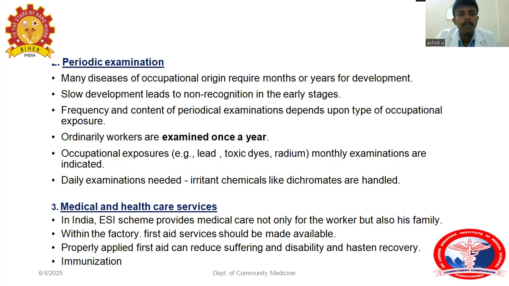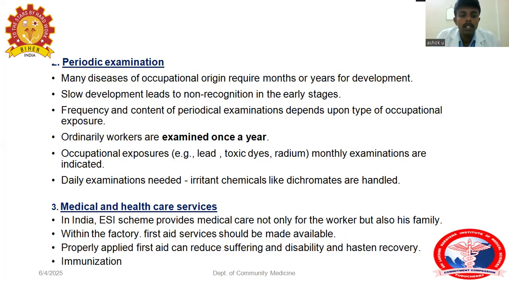So periodic examination: many diseases of occupational origin require months or years for development. So slow development leads to non-recognition in the early stages. So the frequency and content of periodical examination depends upon the type of occupation and occupational exposure. Ordinarily the workers are examined once a year, and for occupational exposures to, for example, toxic dyes or radium, monthly examinations are indicated, and daily examinations are needed in case irritant chemicals like trichromates are handled.